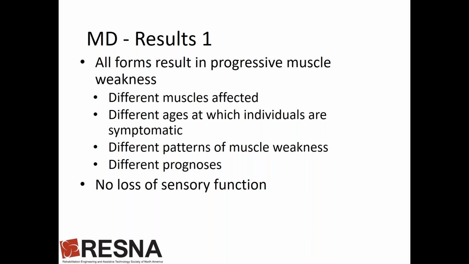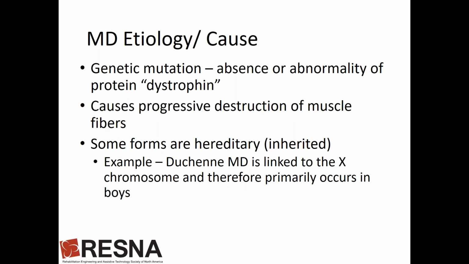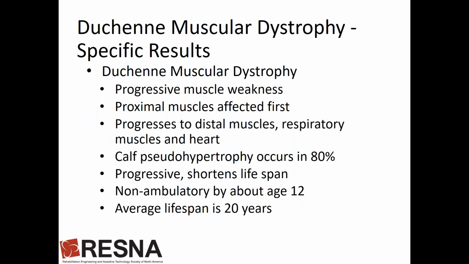So, muscular dystrophy, all forms result in progressive muscle weakness, but there are different muscles that can be affected and different ages at which the symptoms come out and different patterns of the weakness and different prognoses. So essentially, it's this picture right here. Duchenne's has proximal muscles affected first, and then it goes distally, and then it goes respiratory and heart. Calf pseudohypertrophy occurs in 80%, and because it's progressive, it shortens the lifespan, and the kids are non-ambulatory by about age 12.